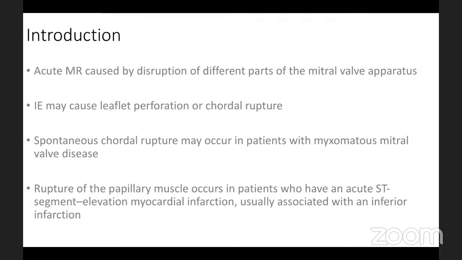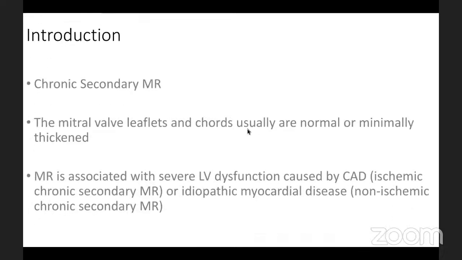So acute mitral regurgitation is caused by disruption of different parts of the mitral valve apparatus, such as infective endocarditis, which causes leaflet perforation or chordal rupture. Also, spontaneous chordal rupture might occur in patients with myxomatous mitral valve disease. It can also occur in patients who have an acute ST segment elevation myocardial infarction, and usually it's associated with inferior infarction.